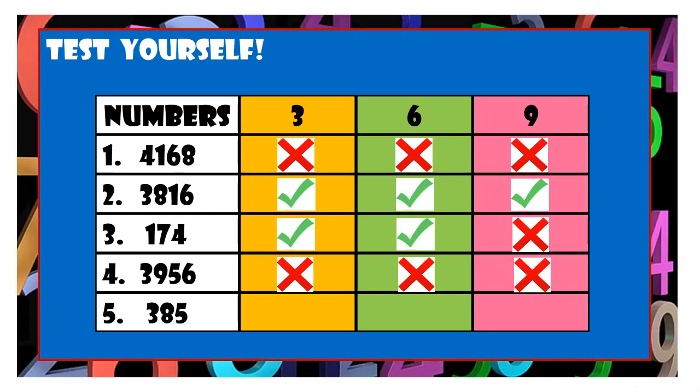Now, what about number 5, 385? Is it divisible by 3? No, it is not divisible by 3 because if you add its digits, 3 plus 8, that is 11, plus 5, 16, and 16 is not divisible by 3. How about 6? It is not divisible by 6. How about 9? It is also not divisible by 9.